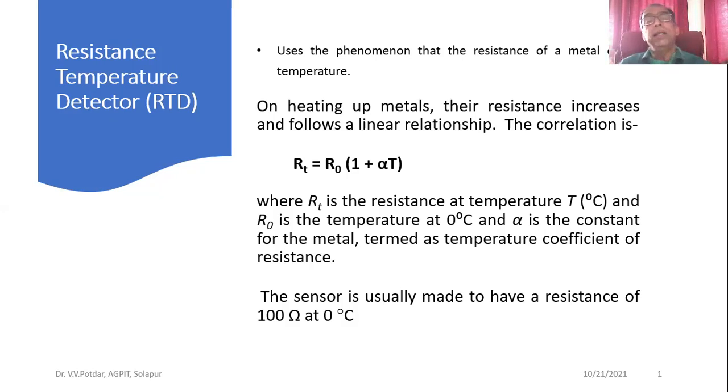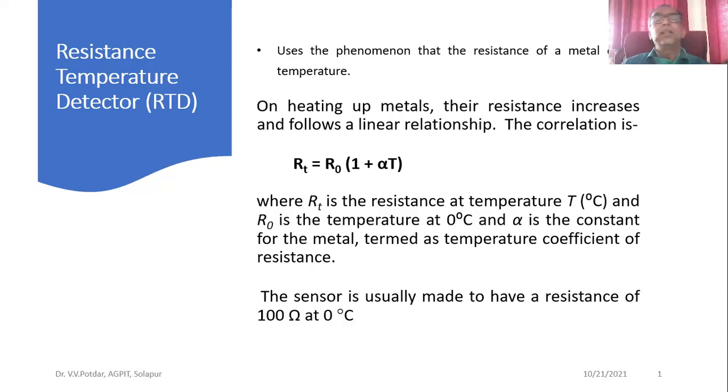So in this RTD, it uses the phenomenon that resistance of a metal changes with temperature. On heating up metals, the resistance increases and follows a linear relationship. And this correlation is, just see this carefully, resistance change due to temperature is equal to R naught into 1 plus alpha T. That is, RT is equal to R naught plus R naught alpha T.